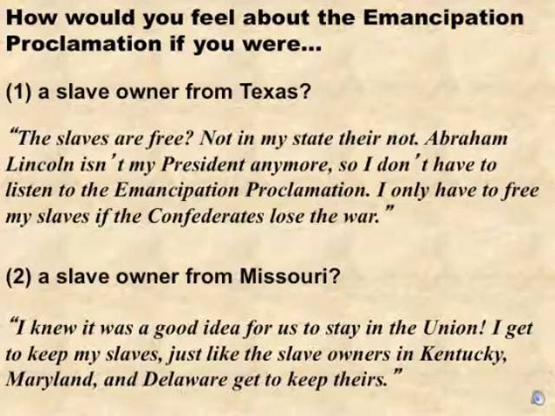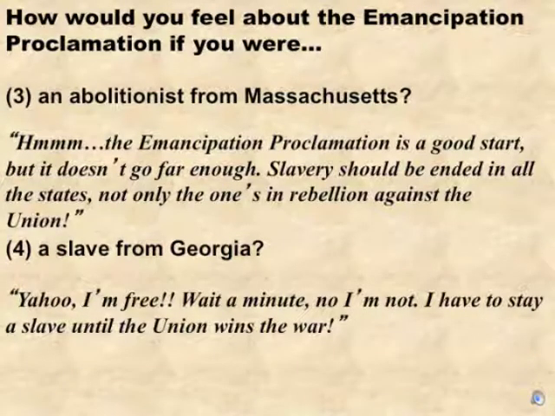So how would you feel about the Emancipation Proclamation if you were a slave owner from Texas? The slaves are free. Not in my state, they're not. Abraham Lincoln isn't my president anymore. An abolitionist from Massachusetts. The Emancipation Proclamation is a good start, but it doesn't go far enough. Slavery should be ended in all the states, not only the ones in rebellion against the Union. Remember, abolitionists want an end to slavery. They don't care about Lincoln's politics. So, when he's avoiding the border states, they're not going to like that.